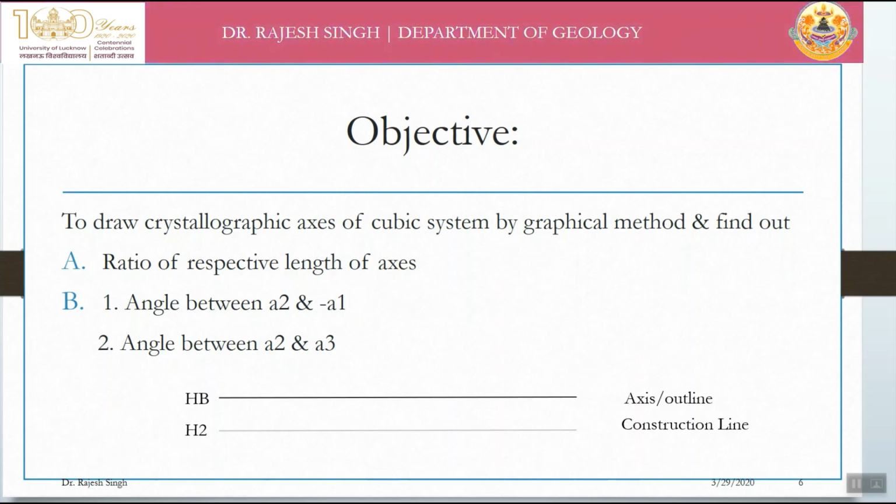Now, we will use two types of lines. First one is the construction line and second one is the outline. The construction line should be light and thin. The outline should be thick and dark. The outline will help to draw the outline of the crystal. The rest are only construction lines, which are very light, very thin.